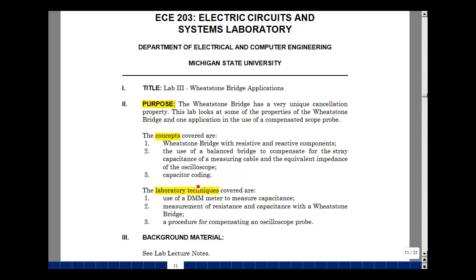And lastly, capacitor coding. The laboratory techniques we're going to take a look at in this lab are using a digital multimeter to measure a capacitance. We're going to measure resistance and capacitance with a Wheatstone bridge. And lastly, we're going to learn how to do a procedure for compensating an oscilloscope probe. And this is lab number 3, Wheatstone bridge applications.